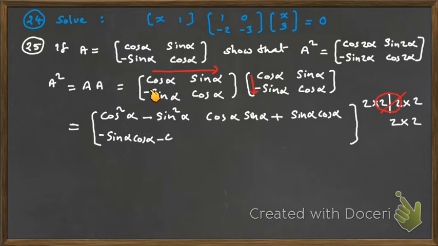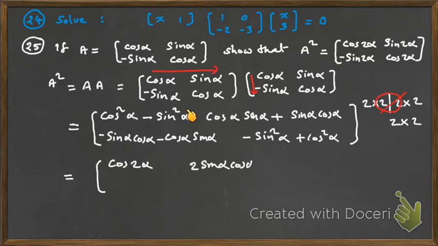Now the second row into the first column. Minus sin alpha into cos alpha, minus sin alpha cos alpha, plus cos alpha into minus sin alpha cos alpha. One more time. The second row with the first column. Minus sin alpha into cos alpha plus cos alpha into minus sin alpha. Now again second row into the second column. Minus sin alpha into sin alpha is minus sin square alpha, plus cos alpha into cos alpha is cos square alpha. And we try to simplify this.